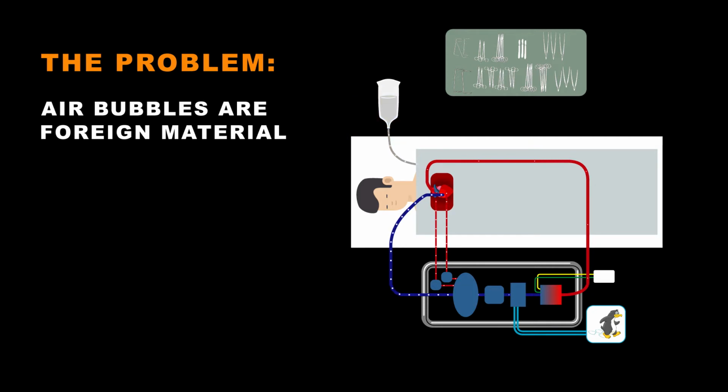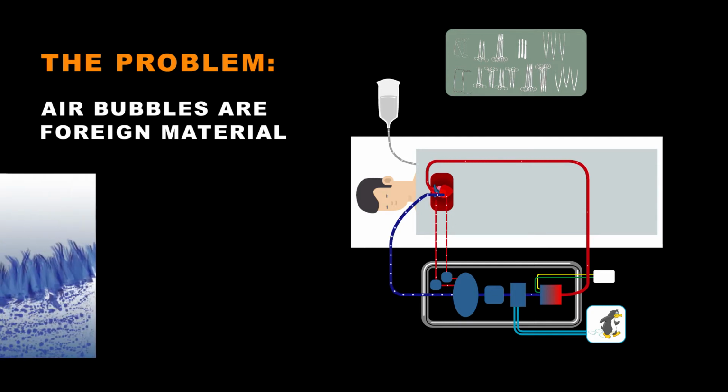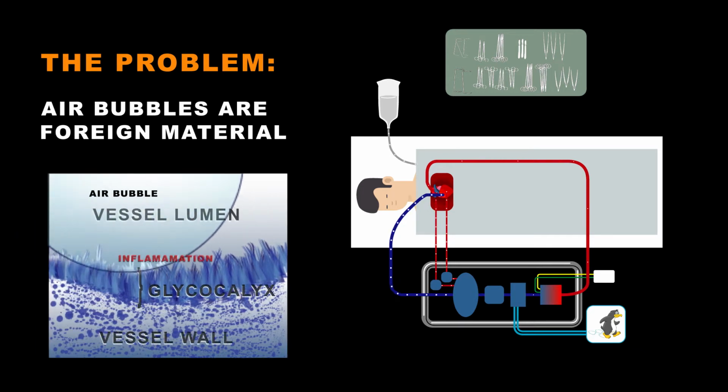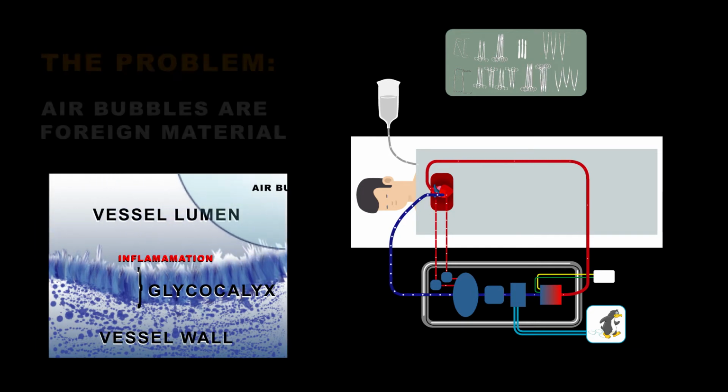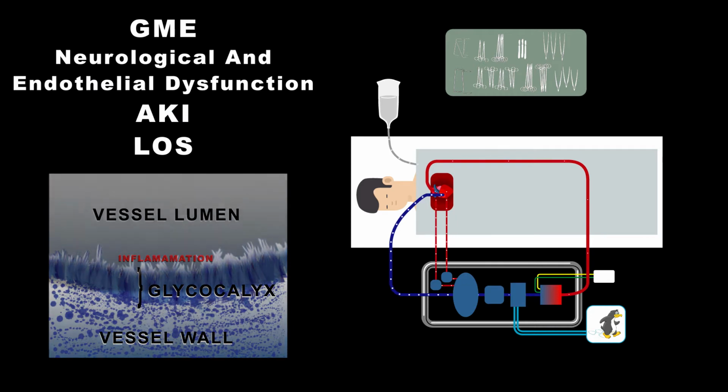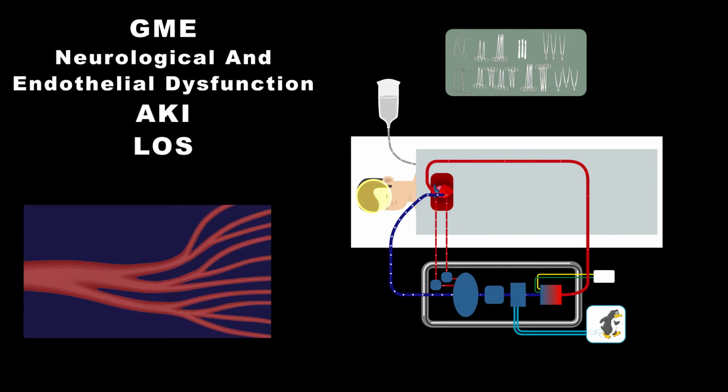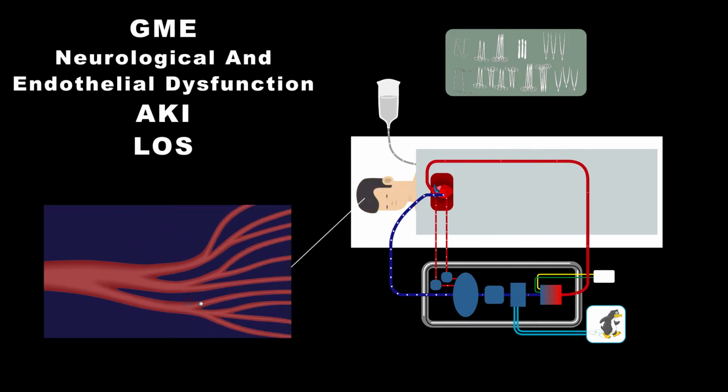The inflammatory and coagulation systems are activated by gaseous microemboli, or GME. Endothelial and microcirculation dysfunctions are widely recognized to be associated with GME. Higher GME counts are associated with increased neurological dysfunction, delirium, AKI, and other morbidities that lead to increased length of stay and all have a significant financial impact.